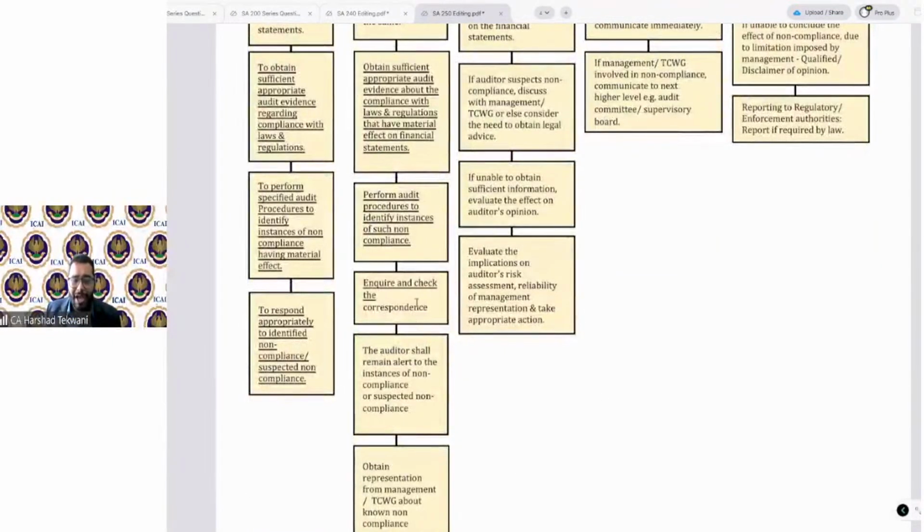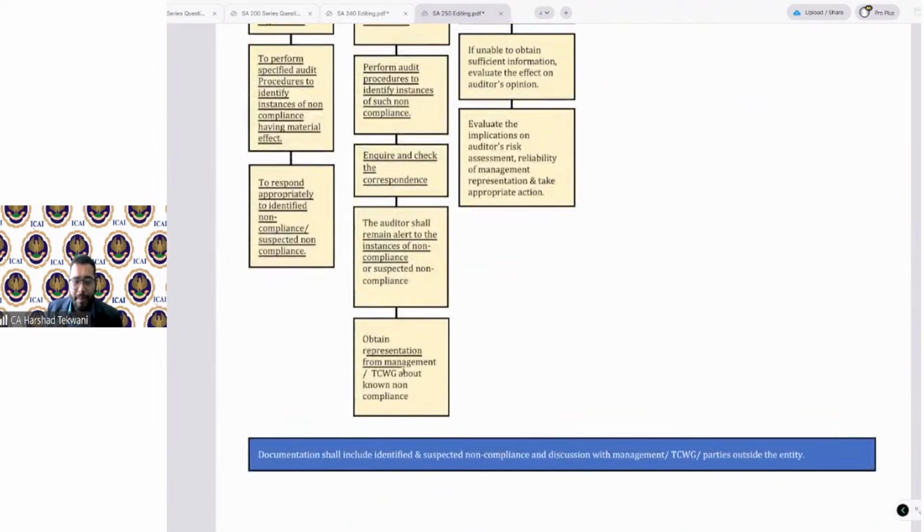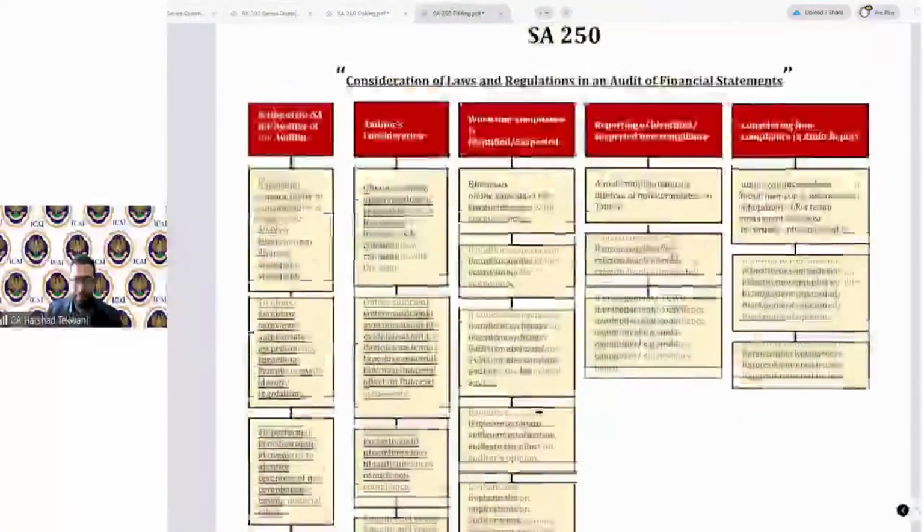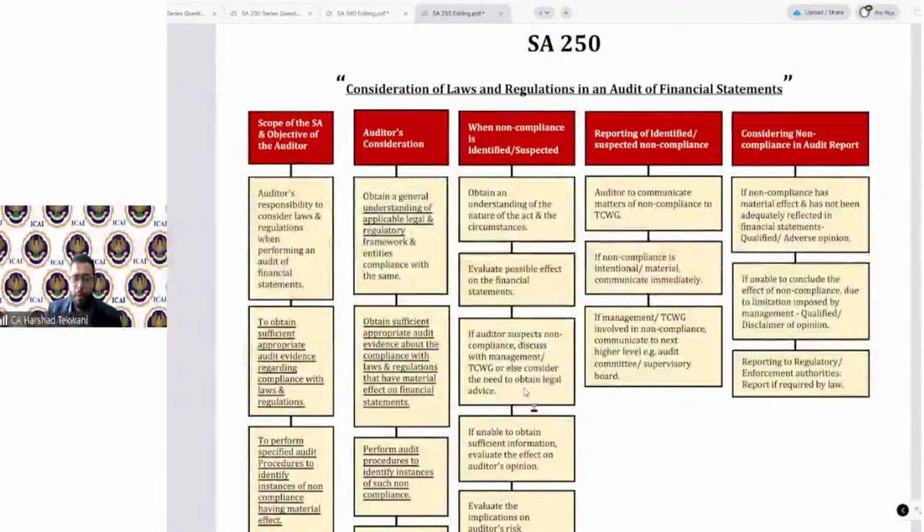I need to inquire and check the correspondence with the management and the regulatory authorities, if there is any. I need to remain alert for suspected non-compliances. I'll also take representation from management or those charged with governance about known non-compliances.